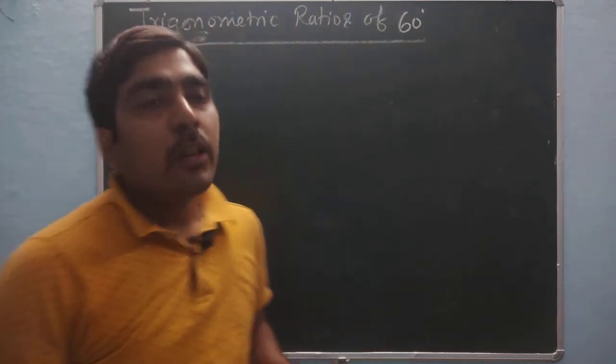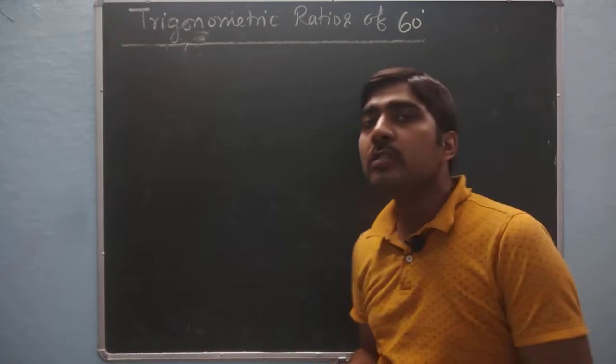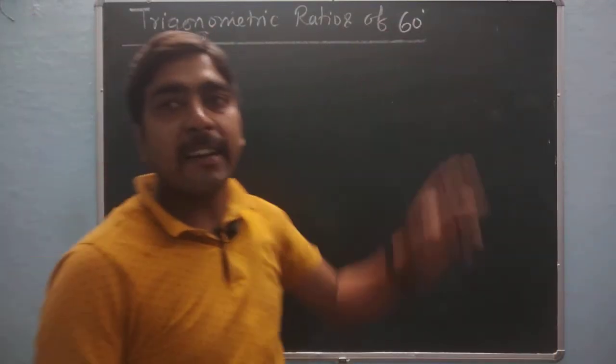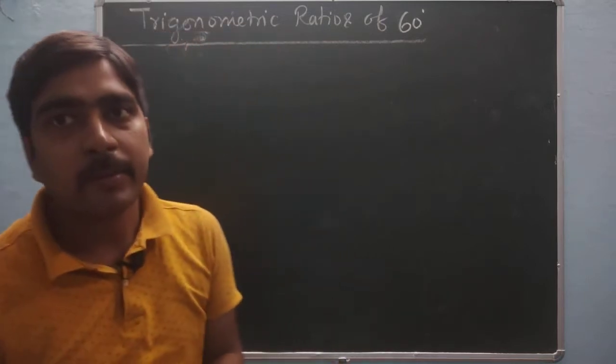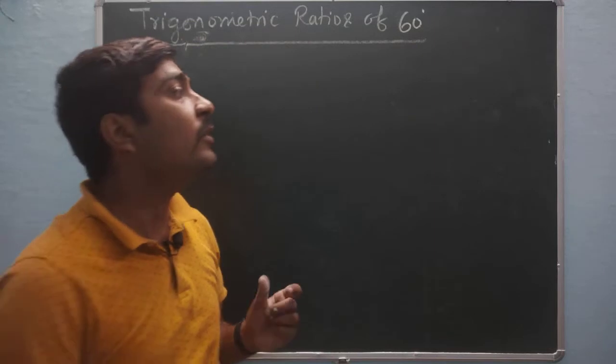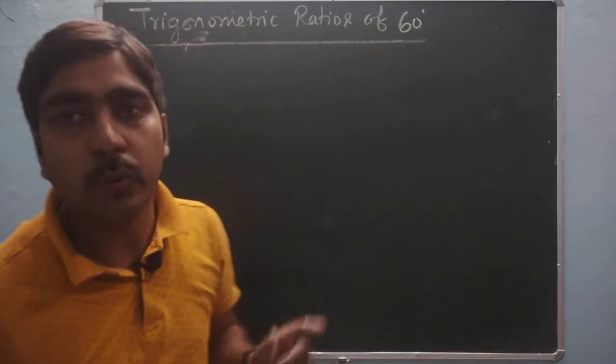Hello students, today we will study various trigonometric ratios geometrically. In this video, we will study the trigonometric ratios of 60 degrees. To find the trigonometric ratios of 60 degrees, we will take an equilateral triangle of side 2a.